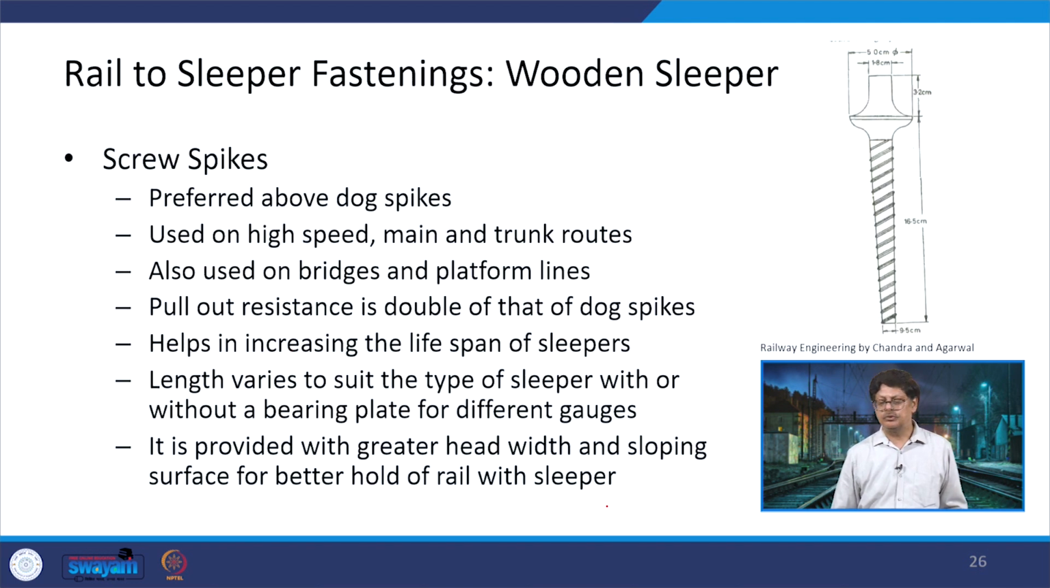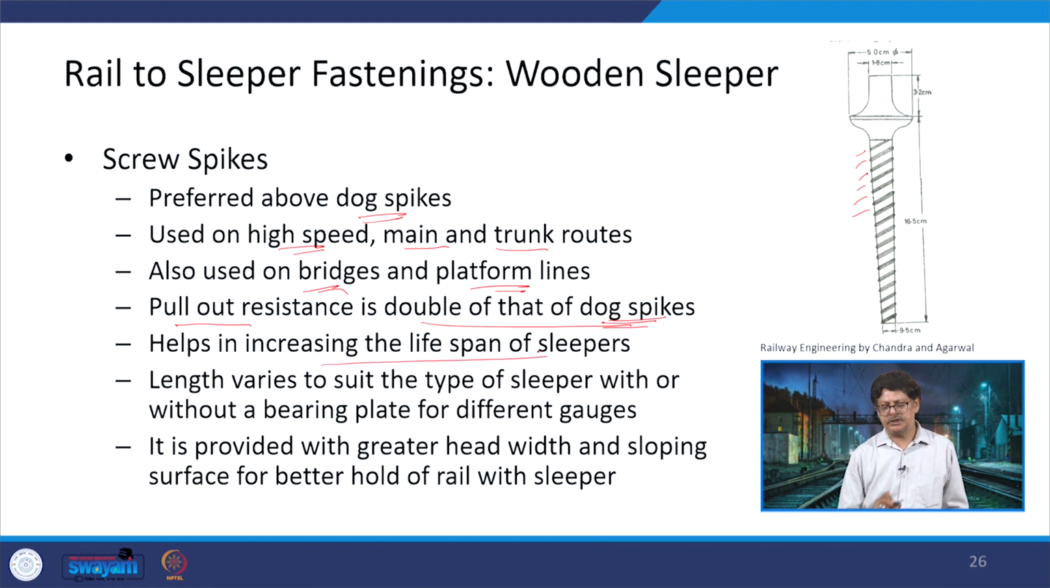Another one is the screw spike. You can see the way the screws have been created here. These are preferred over dog spikes. They are used on high speed routes or the main or trunk routes. They are also used on bridges and platform lines where there is always a possibility of more pressure coming in terms of braking and acceleration, or the starting of trains, or the control of speeds at that particular location. The pull out resistance is double that of a dog spike. So this is also an important aspect of the properties of screw spikes.